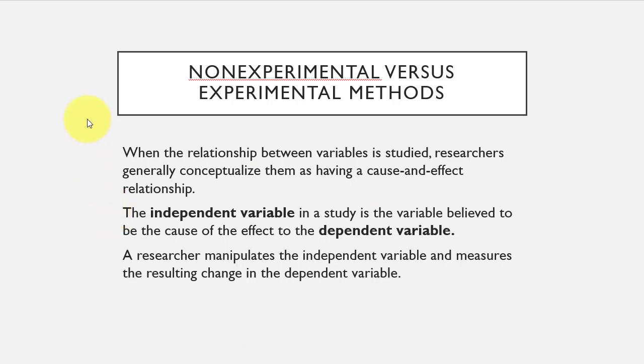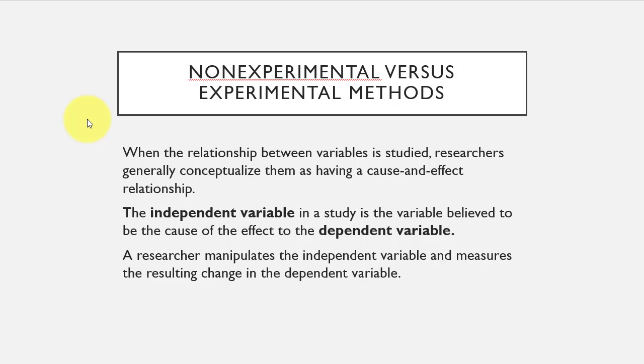Now, when we're talking about non-experimental and experimental methods, we also need to consider two very important concepts called the independent and dependent variable. We're going to be talking a lot about this in statistics class, so between what I'm mentioning here and what is in the book, I think that we're going to be okay with it for this chapter, just leaving it at that. But the independent variable is a variable in the study that's believed to be the cause of the effect on the dependent variable.